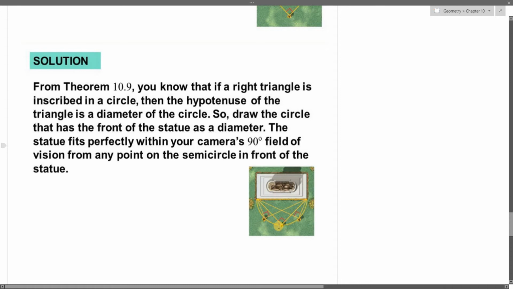So what they did was, he can stand anywhere on a circle that's basically fixed about the point, anywhere on the semicircle that's outside. He can't stand in the statue. That's pointless. Then the hypotenuse of the triangle is the diameter of the circle, or you could say the statue itself is the hypotenuse, and therefore it's the diameter of the circle that you're standing on. And anywhere on that circle you will have a right triangle, so you can actually see the whole statue. So the statue fits perfectly within your camera's 90-degree field of vision at any point on the semicircle. Cool. Acknowledged. Let's move on.